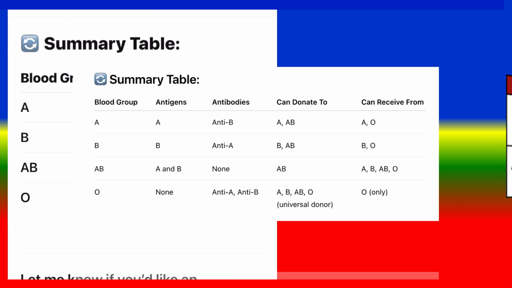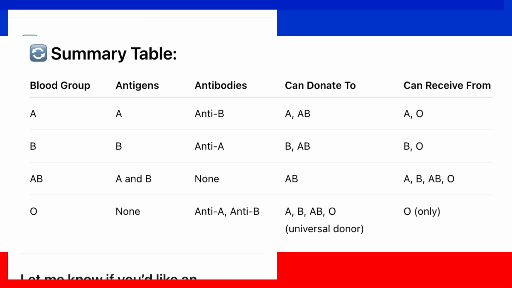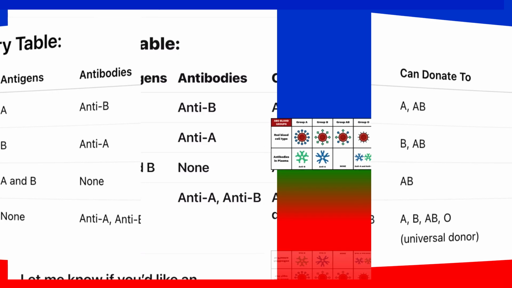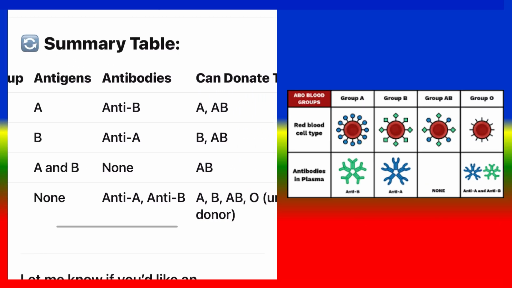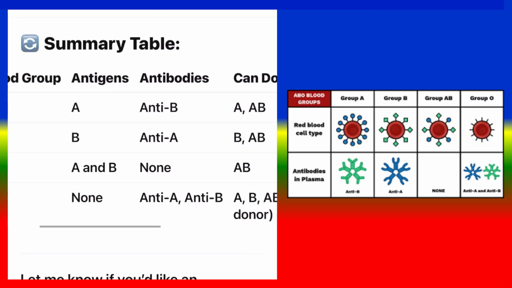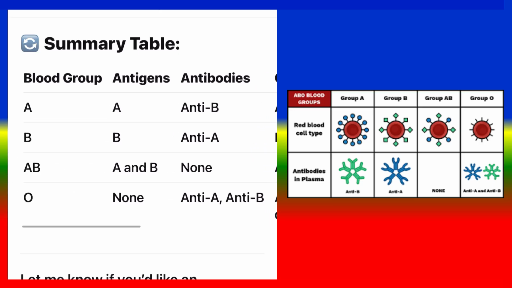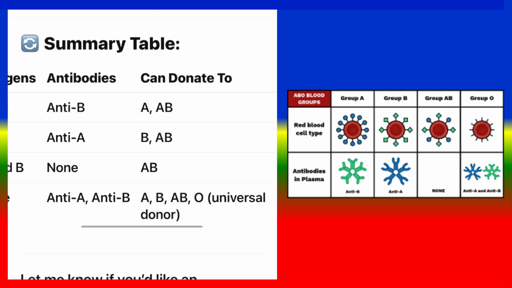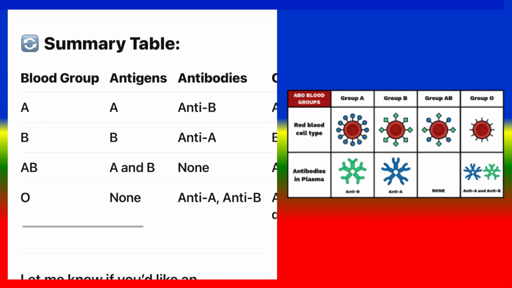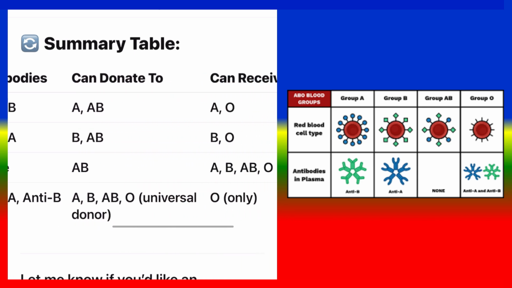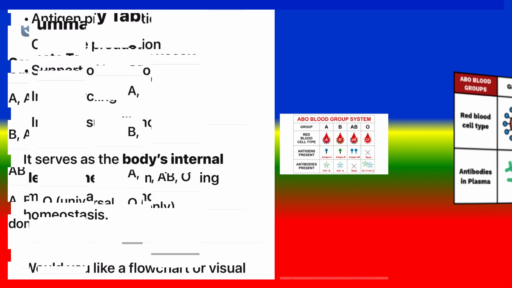Summary table: blood group, antigens, can donate to, can receive from. A, anti-B; B, anti-A; AB, A and B, none; O, none, anti-A and anti-B.